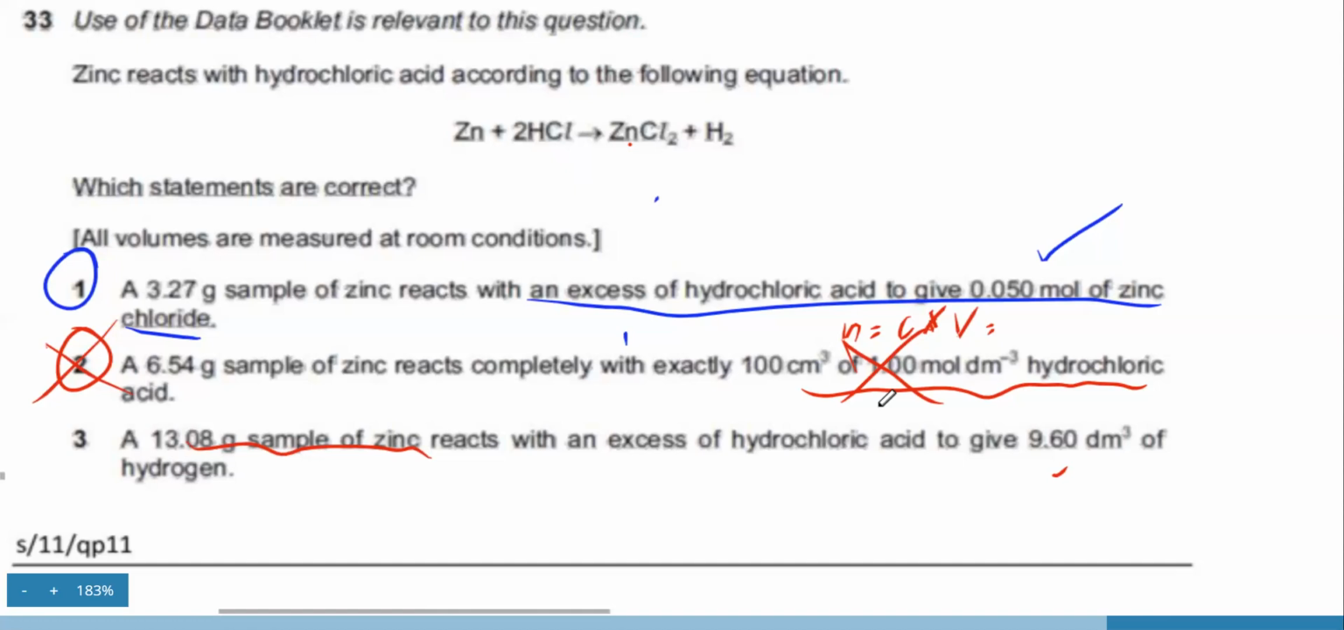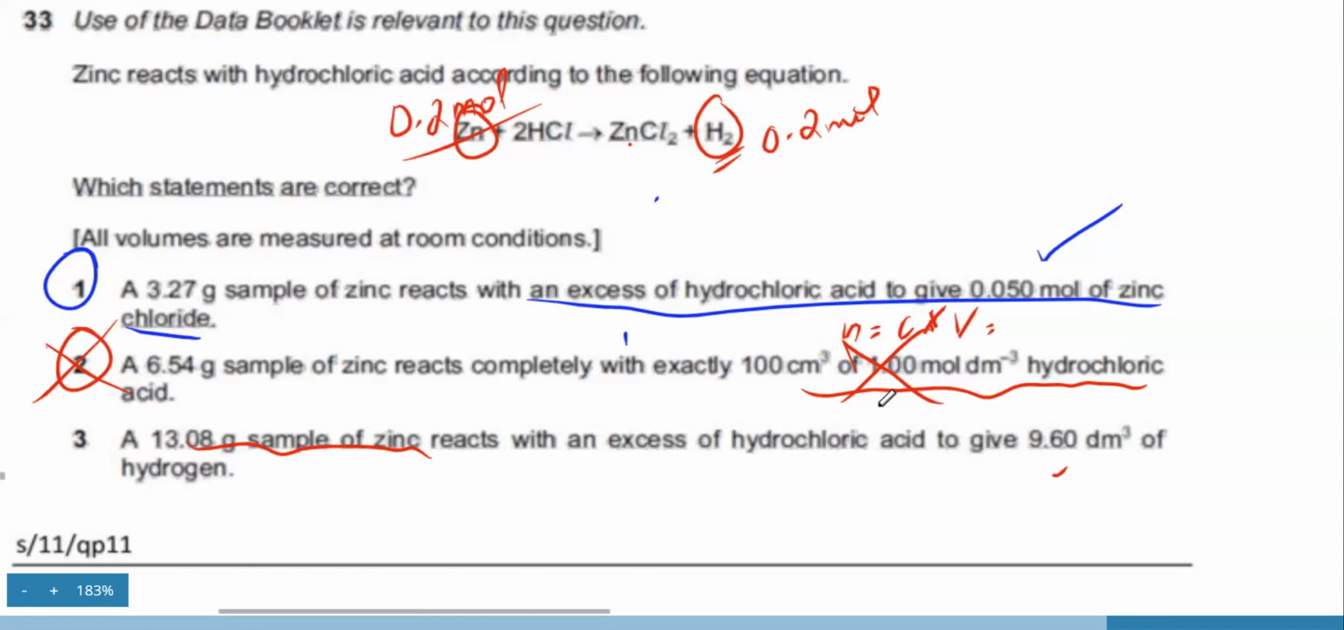0.201. I think 0.2 moles. So how much H2 should be produced in moles? It's going to be 0.2. It's the same moles. H2 and zinc, they have the same. It's one H2, one zinc, right?